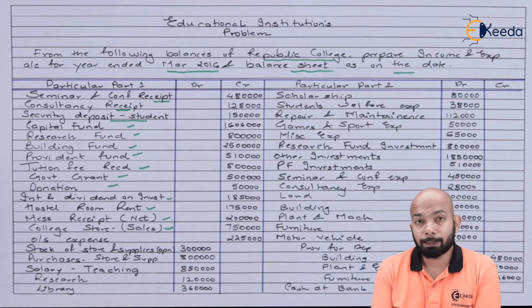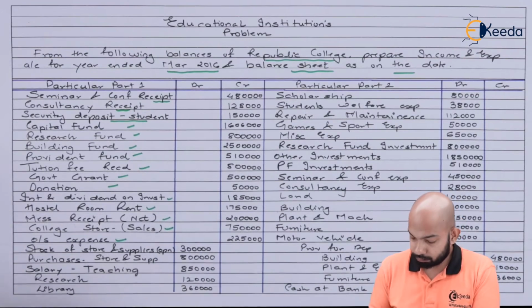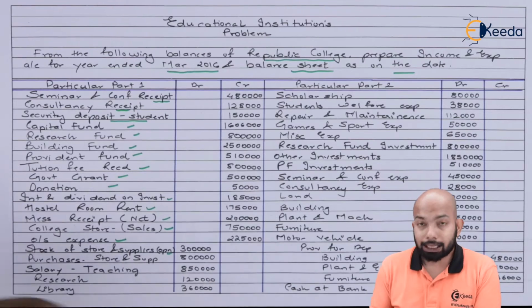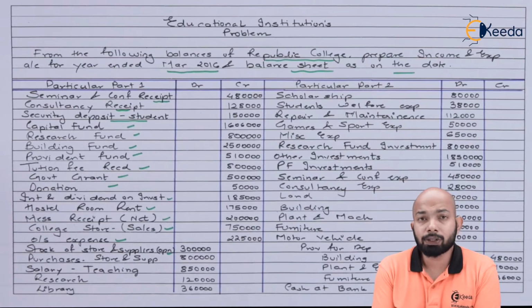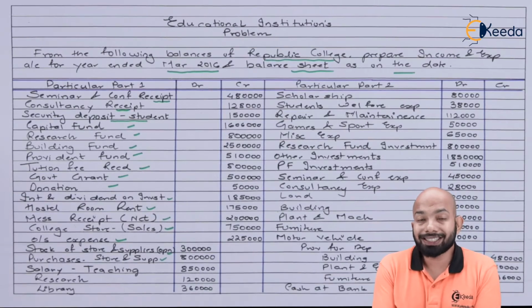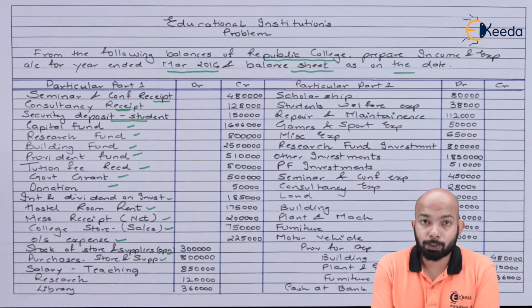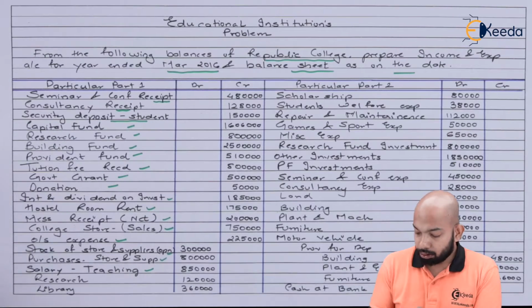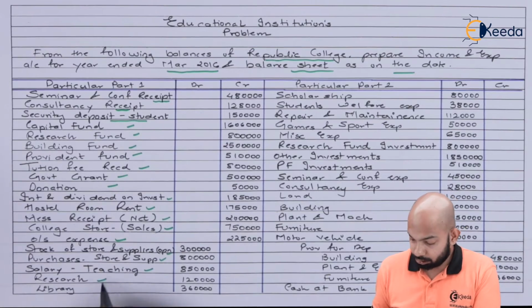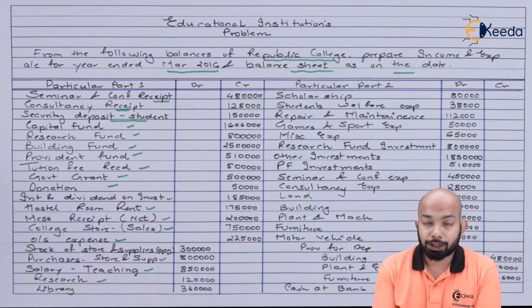We have outstanding expenses. We have stock of stores and supplies. That's the opening balance that has been given to us, that means the opening stock of stores and supplies. We have additional purchases done related to stock and supplies as well. We have salary which has been given to teaching and research. Library fees has been mentioned.